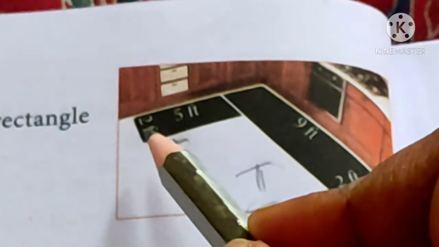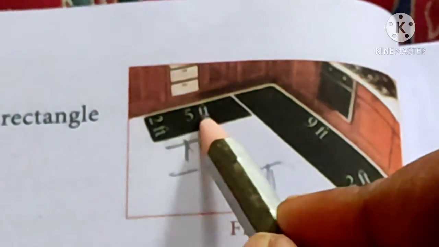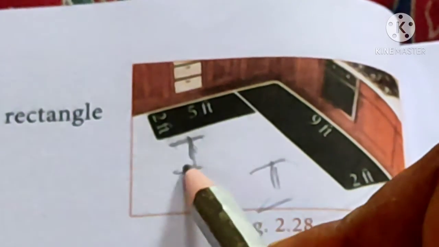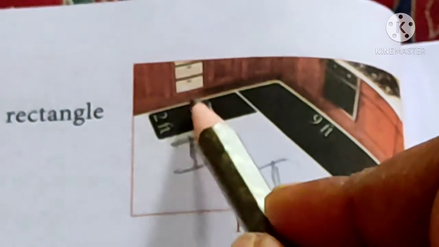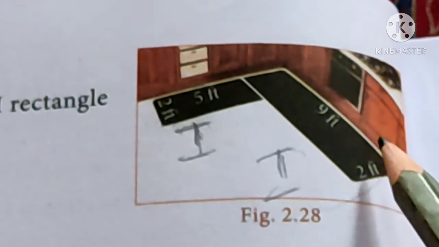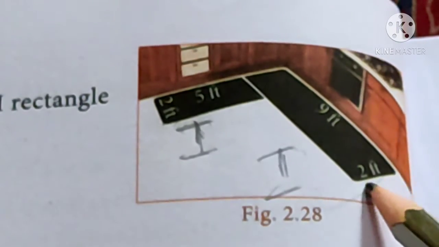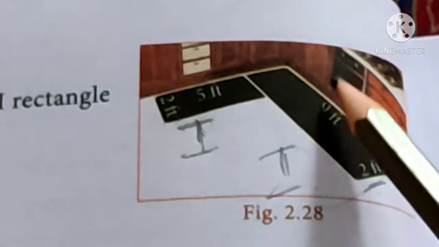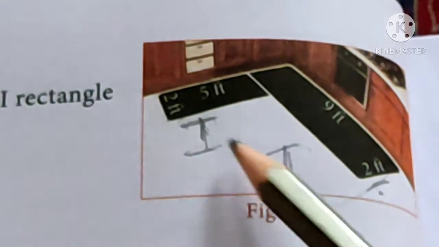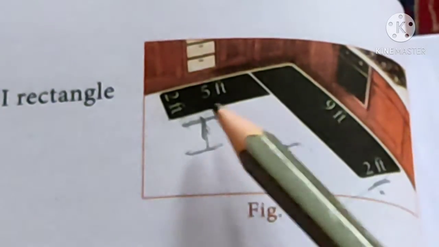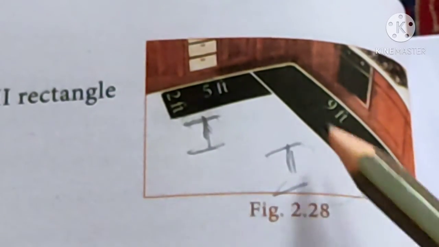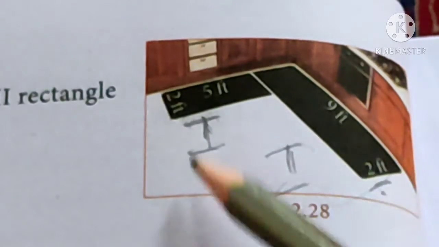First rectangle: length is 5 and breadth is 2. For the second rectangle, we take length 9 and breadth 2. So using these two rectangles, find the combined area. Combined area, the area of the entire mat.